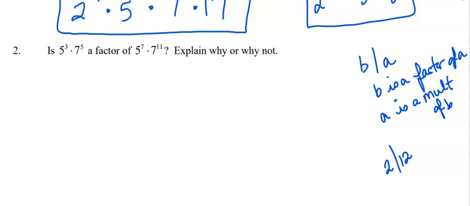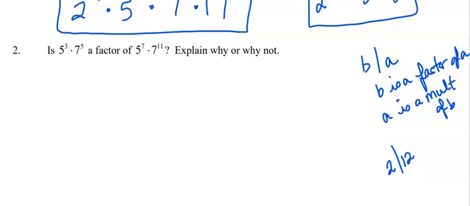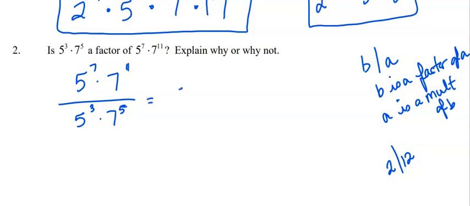And so if you recall, the rule for divisibility, it's a factor of it if we can multiply it by something to get the product. And the way that we check that is by doing the division. So if 5 to the 7th times 7 to the 11th is divisible evenly by 5 cubed times 7 to the 5th, then it is a factor of it. And we need to recall that when we divide, we subtract our exponents. So this would be 5 to the 4th times 7 to the 6th power.